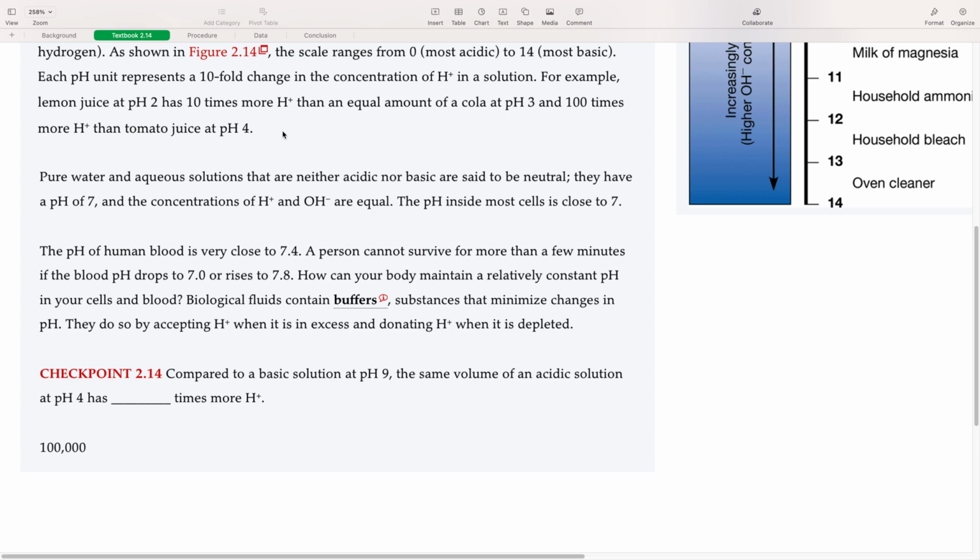So take a look at this paragraph. There's something called a buffer. That is a chemical that our body will put into the bloodstream. If our pH balance is getting off kilter, it will put a buffer in there, which is going to keep it really close to that 7.4 range so that it doesn't swing much.